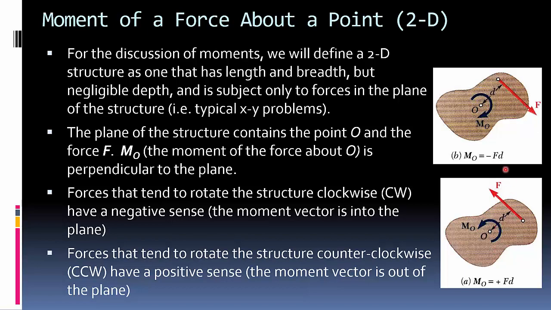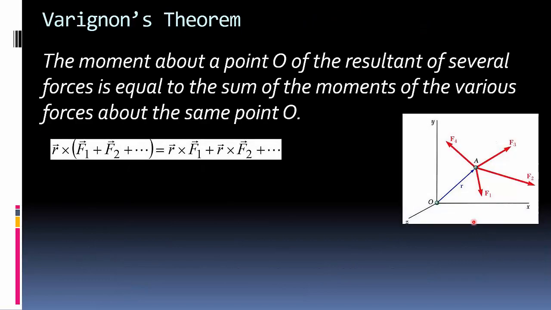Now, having said that, a lot of times, quite frankly, I will just want you to write the moment is equal to this and then put an arrow like this or an arrow like this, just to clearly differentiate so there's no confusion there. Okay, Varignon's theorem. I think that's how you say his name.